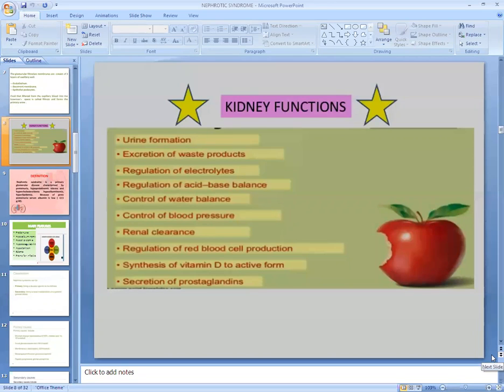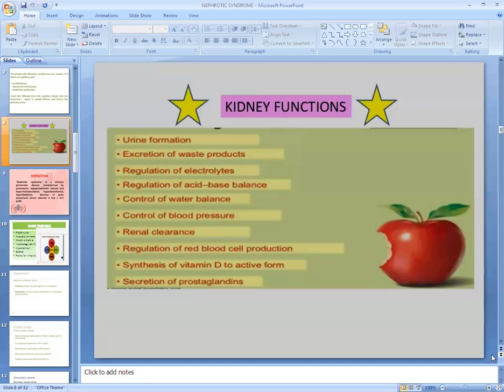So what are the functions of the kidney, or what is the kidney doing in the body? The main function is urine formation, the excretory function, excretion of waste products. Then regulation of electrolytes: sodium, potassium, calcium, magnesium, etc. These are called electrolytes.